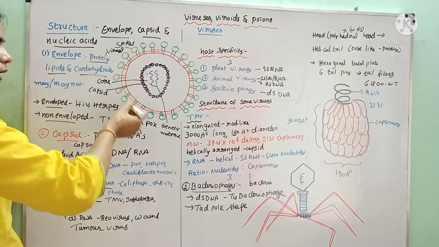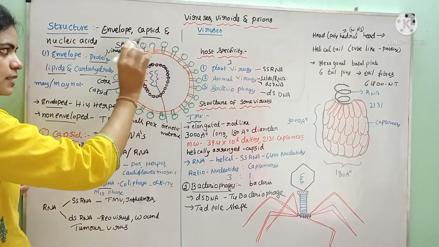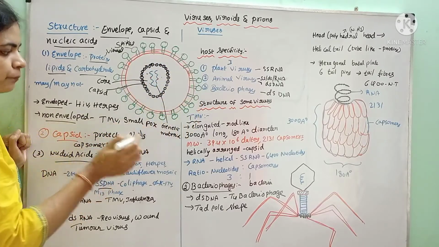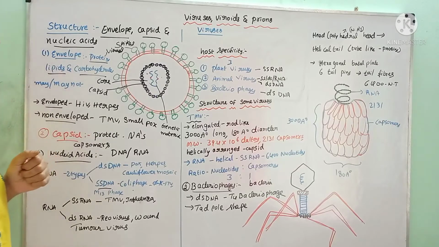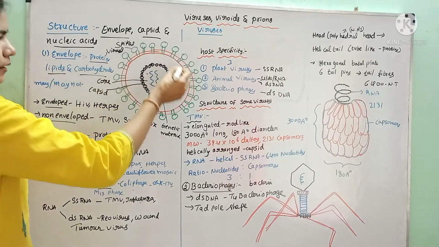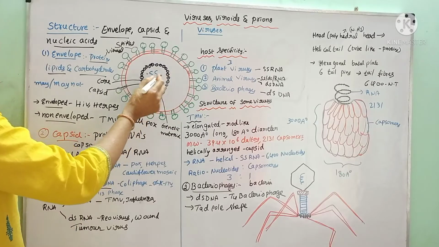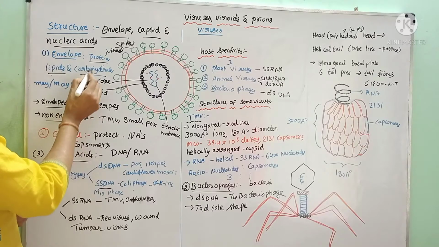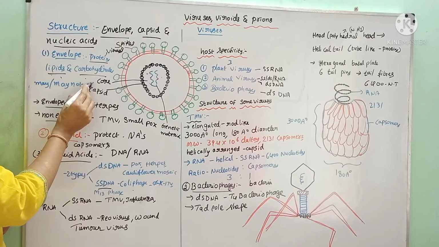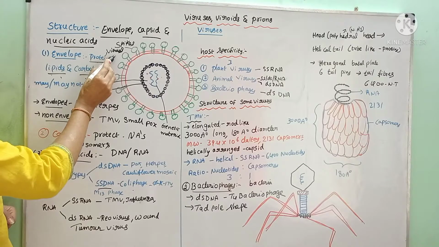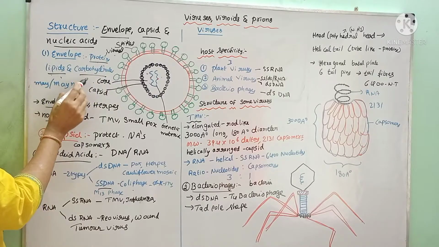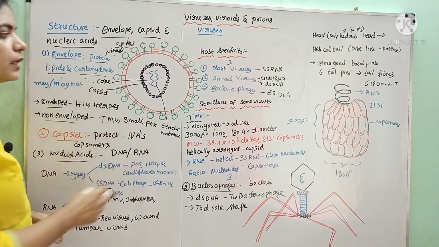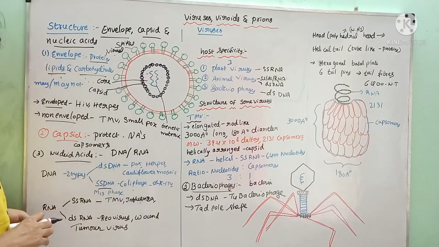This outermost layer is called the envelope. Some viruses have outgrowths called spikes. These spikes are meant for attachment to the host cells, and this envelope is loosely arranged and made up of proteins, lipids and carbohydrates. What is the chemical nature of the envelope? They are made up of proteins, lipids and carbohydrates. These proteins originate from the virus itself, but the lipids and carbohydrates do not originate from the virus body. They are acquired from the host cell body.